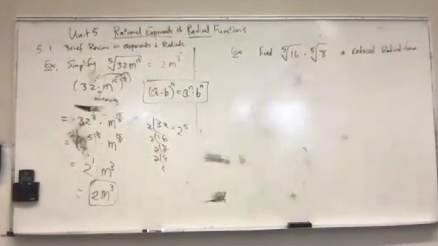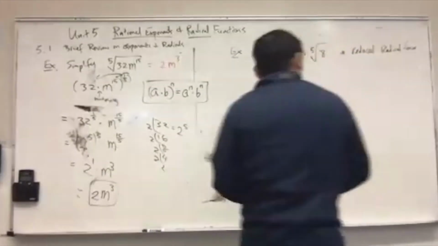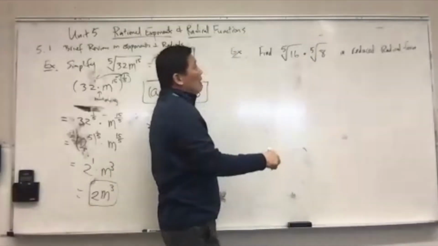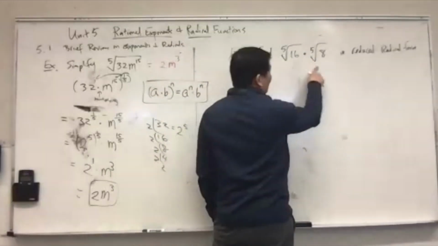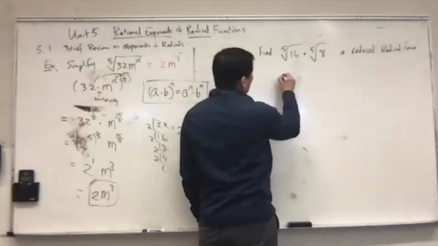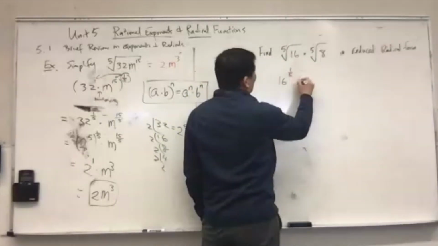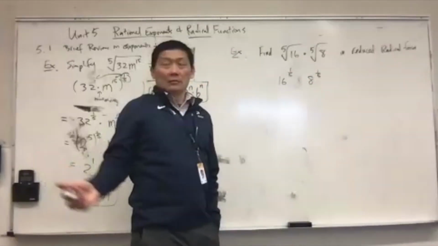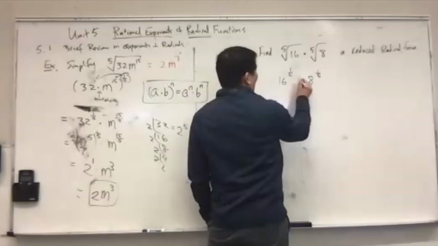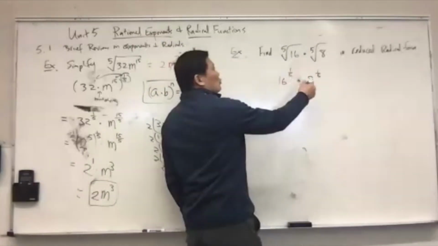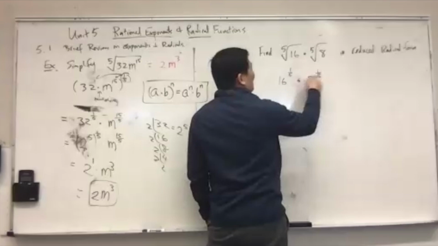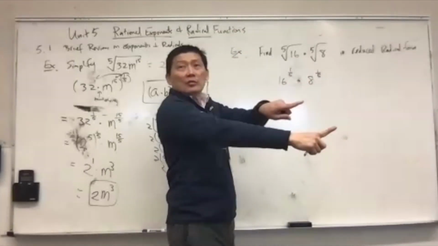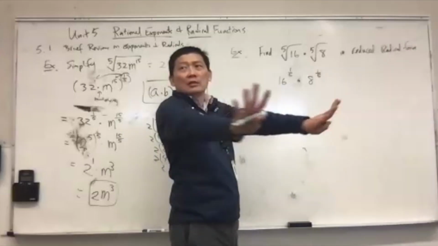Reduced radical form. Now, this one you should recognize immediately. First thing is this is multiplying. Second thing you notice is that they're both fifth roots. So that means 16 to the 1/5 power times 8 to the 1/5 power. But you can't do anything with the 1/5 power. You can't add the exponents because they have two different bases. You can't really touch them right now.